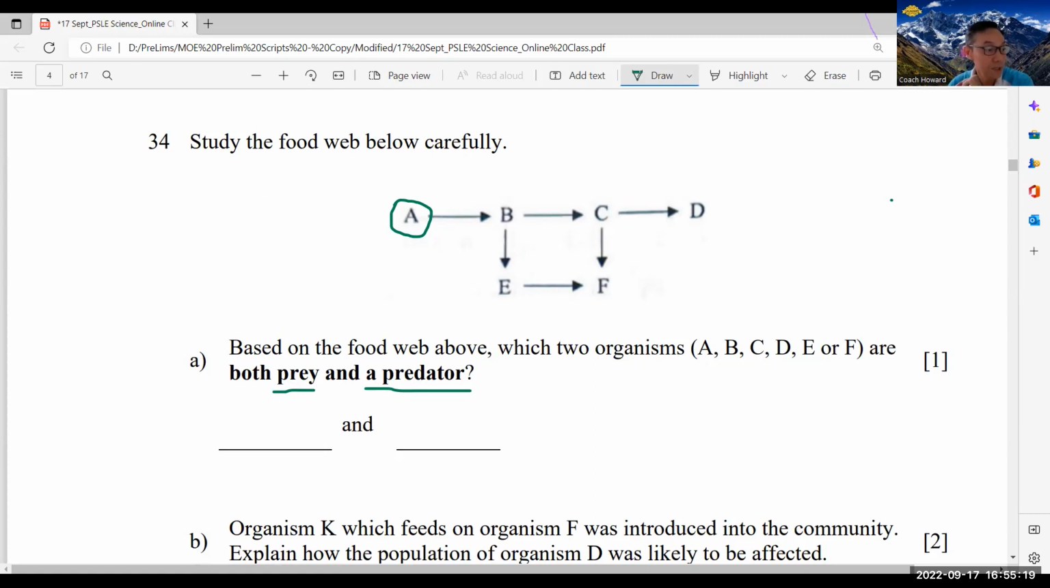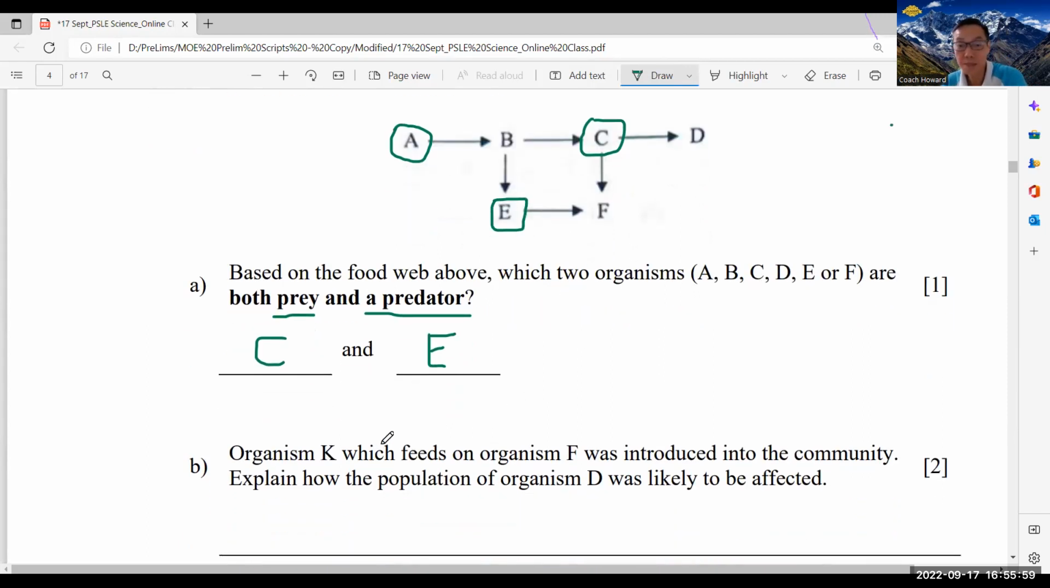So for this answer, it's very straightforward. The answer is C and E. Why is it so? C, you look here. C is being eaten by D, right? So C is a prey of D. And C is also a predator because C eats B. E, same thing. E is a prey of F because F eats E, or E is eaten by F. But E also eats B. So both C and E are both prey and predator. There are only these two answers.